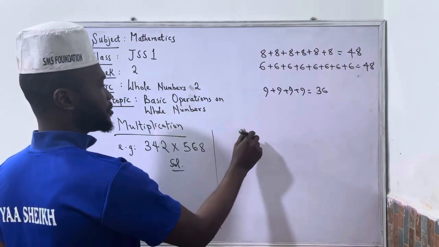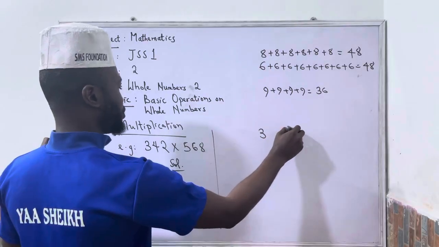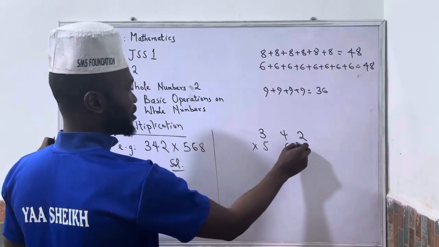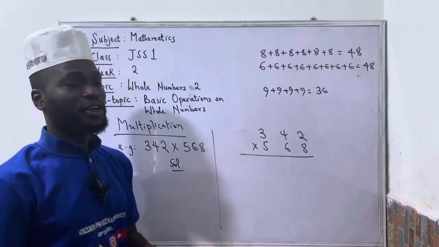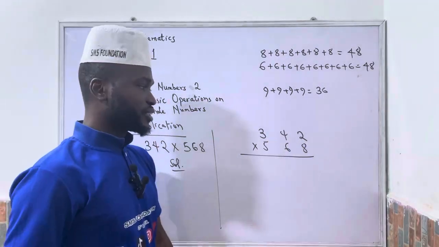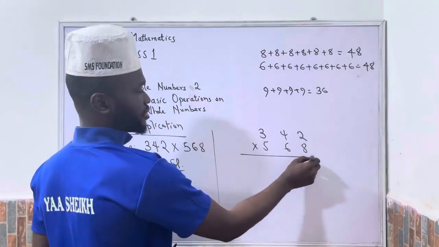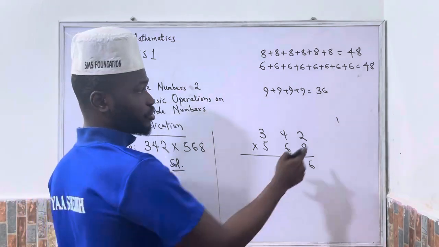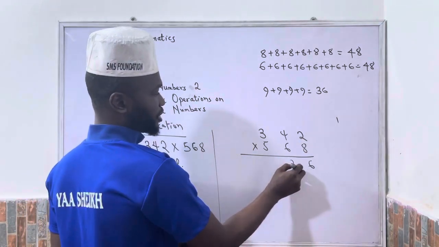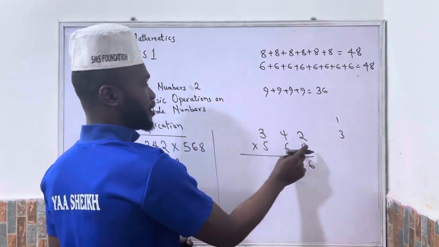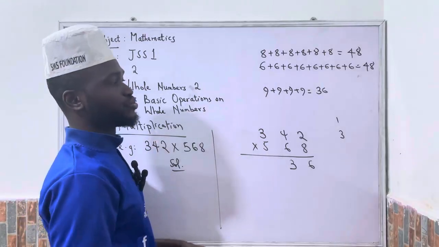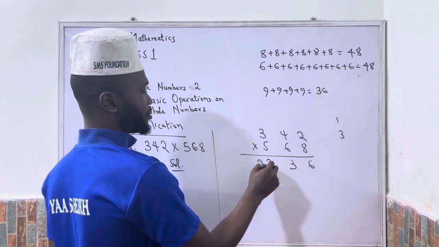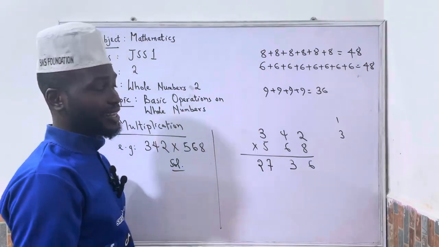I want to use this part to have more space. 342 times 568. This is the usual method. Now, 8 times 2, that is 16. Put down 6, carry 1. 8 times 4, that is 32, plus 1, 33. Put down 3, carry 3. 8 times 3, that is 24, plus the 3, that will give me 27. So your 7 has to align.